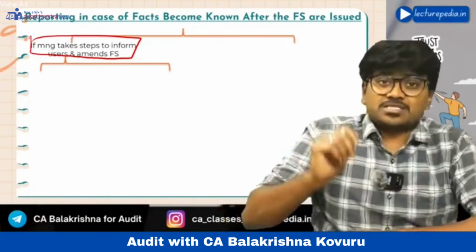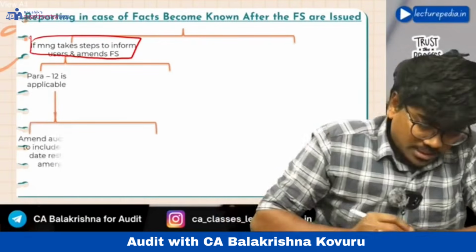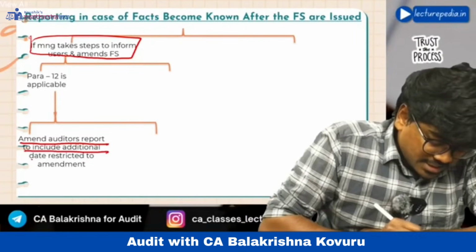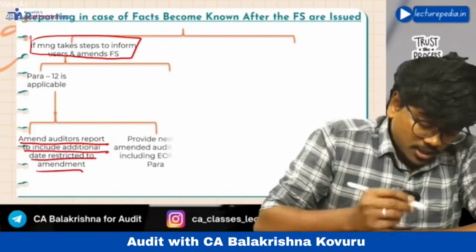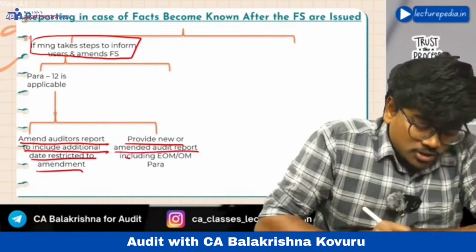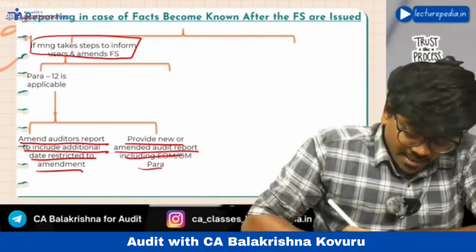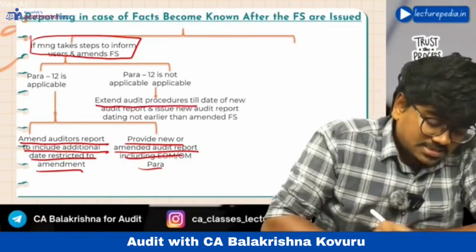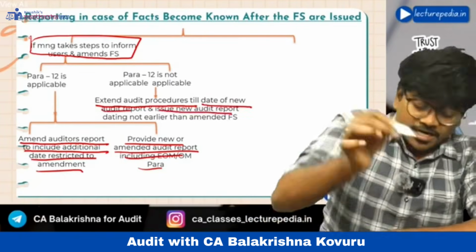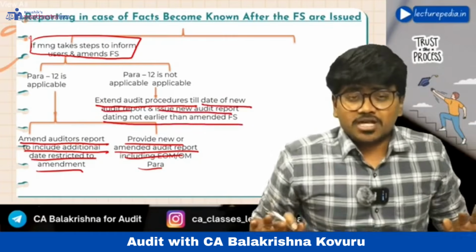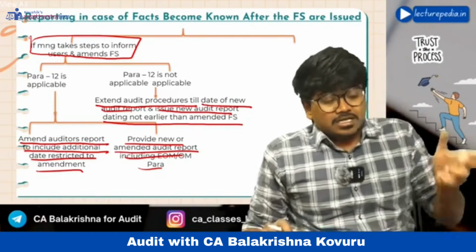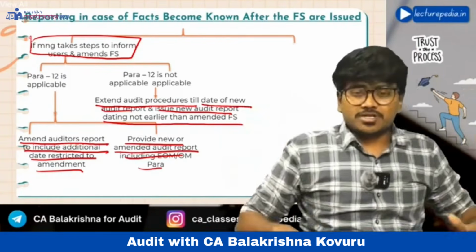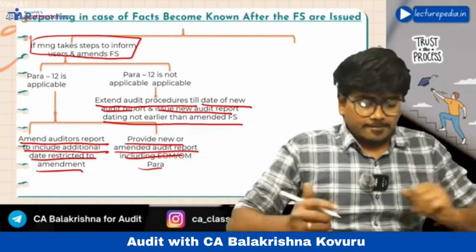If management amends the financial statements and paragraph 12 is applicable to the case, then the auditor will amend the auditor's report to include an additional date restricted to the amendment, that is dual dating, or provide a new or amended audit report including an emphasis of matter or other matter paragraph. If paragraph 12 is not applicable to the case, extend audit procedures till the date of the new audit report and issue a new audit report dated not earlier than the amended financial statements. You need to consider the events occurring between the old audit report date and the new audit report date also as subsequent events in your audit report.